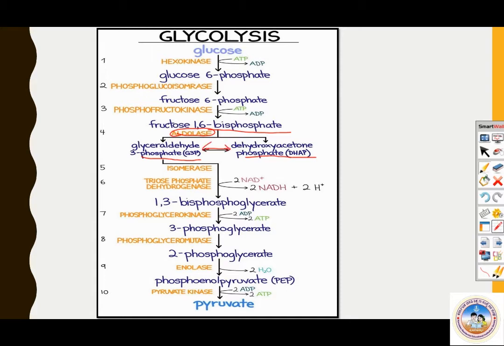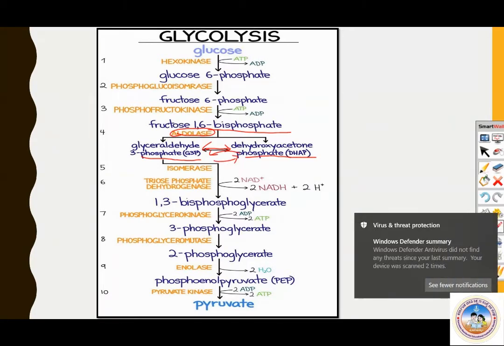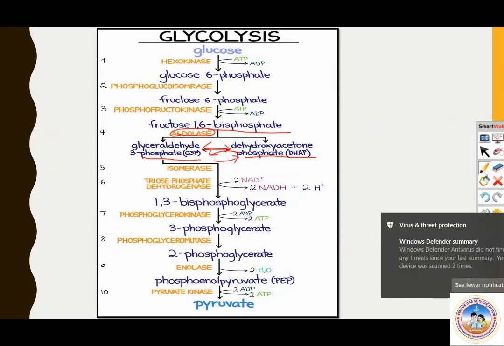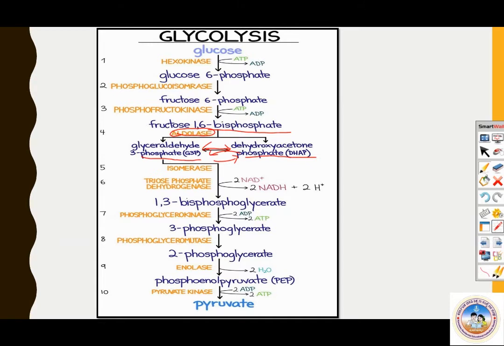So this can get converted into this and this can get converted into this. Am I clear to you? So these two are also, what to say, children? They are actually getting converted into each other. Okay? So fructose 1,6-bisphosphate gave rise to glyceraldehyde 3-phosphate and dihydroxyacetone phosphate. So these two products are formed.